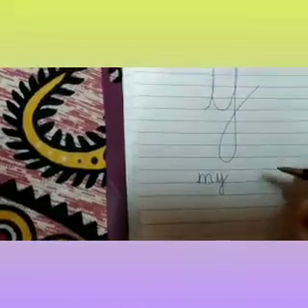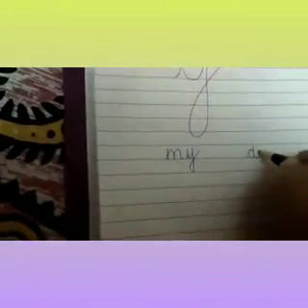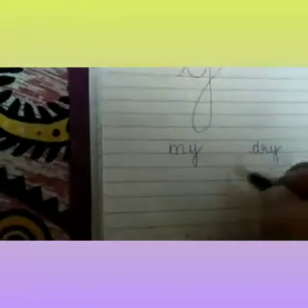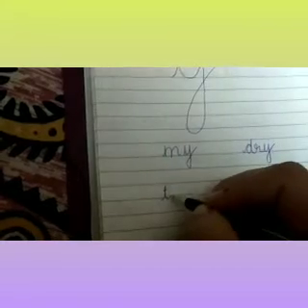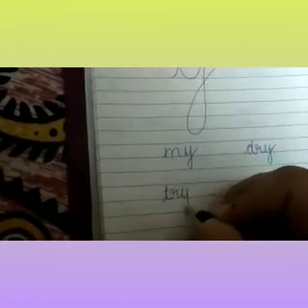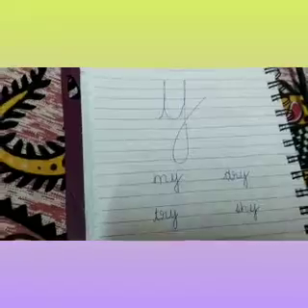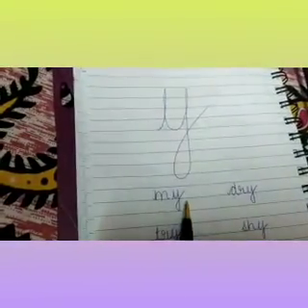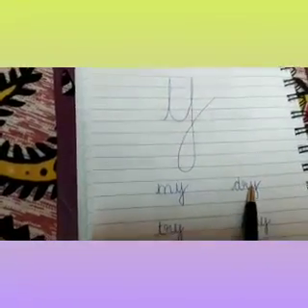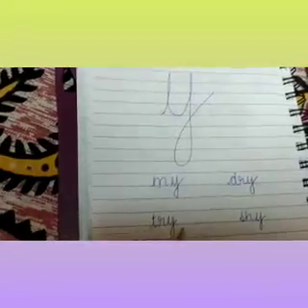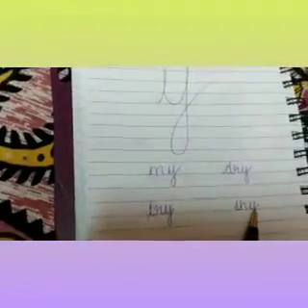My, try, shy. So छोटे words. This word has only two letters. This word has only three. Again, this one also has three, and this also has three.